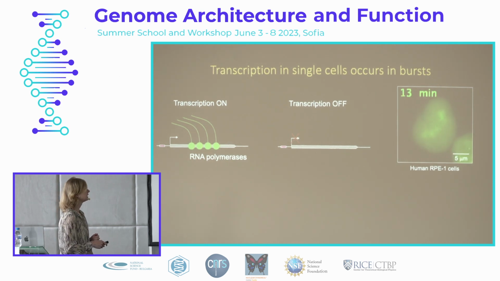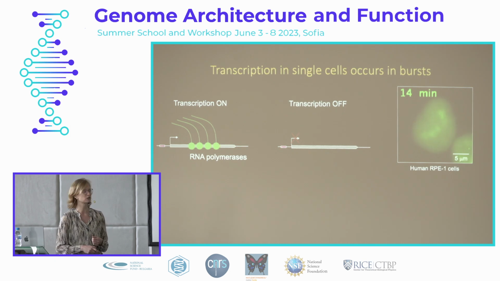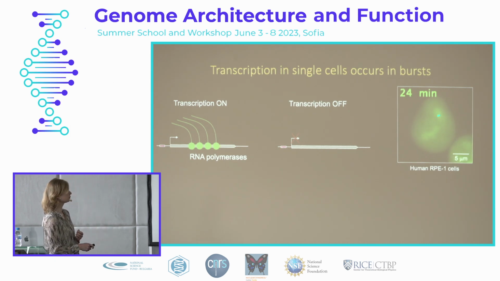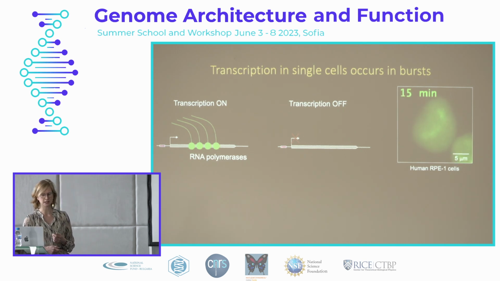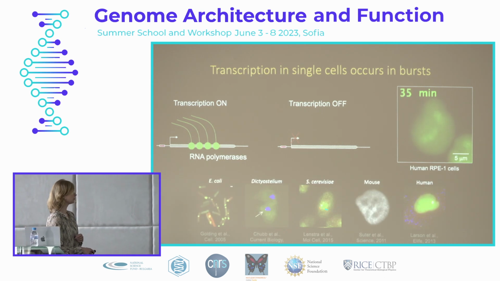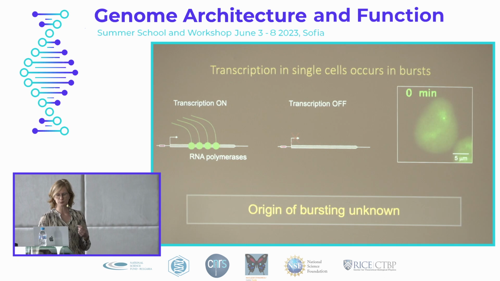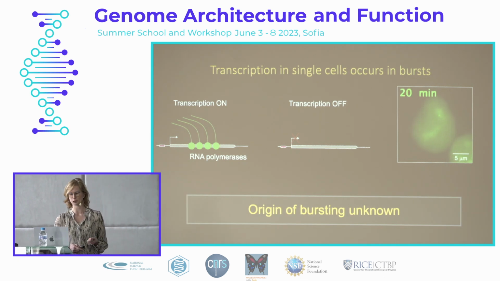I hope you can see this also in this video, where we labeled the transcription of a single gene, and every time you see a spot on a nucleus, this is when this gene is being transcribed. You can see that sometimes the spot is quite bright, but that it also disappears, so transcription turns off. This transcriptional bursting is a conserved property that occurs from bacteria to budding yeast to human, yet we still have a very limited understanding of the origin and mechanism of bursting.